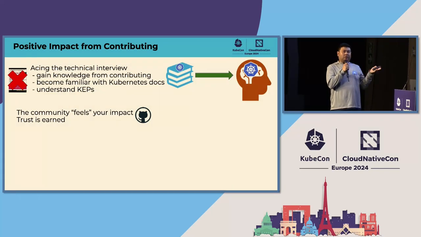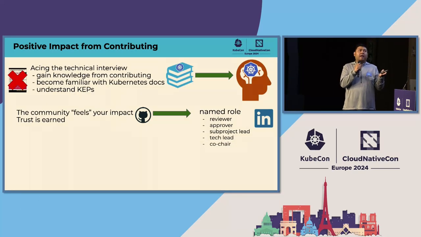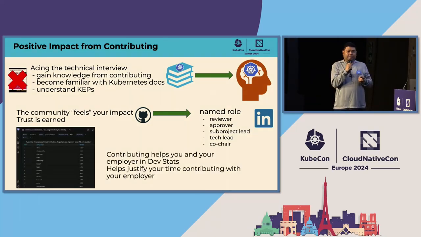Also, when you do make contributions, the community feels your contributions. You don't have to tell anyone, oh, I've done this PR. People know already that you've contributed to the project. People feel it. With that leads to named roles. So you could be a reviewer, approver, sub-project lead, tech lead, co-chair, and that might be something you might put on your resume, and that might help you in your future endeavors. Also contributing helps with dev stats. I'm not saying to gamify it, but dev stats helps you justify your time with the project to your employer. Dev stats also helps your employer as well. Your contributions help your employer.